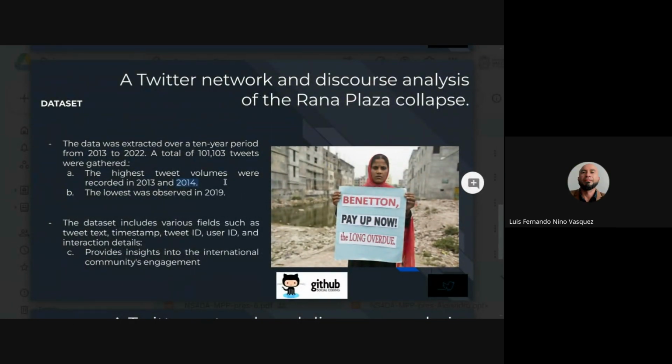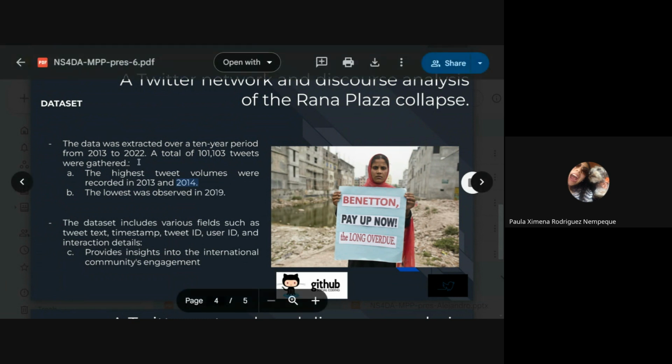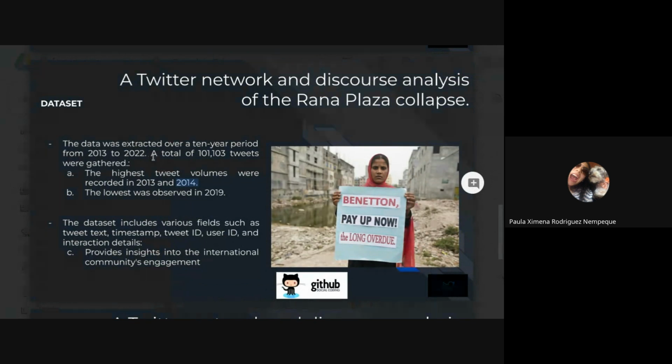The data was extracted over a 10-year period, from 2013 to 2022. A total of 101,103 tweets were gathered. The highest tweet volumes were recorded in 2013 and 2014, and the lowest was observed in 2019.